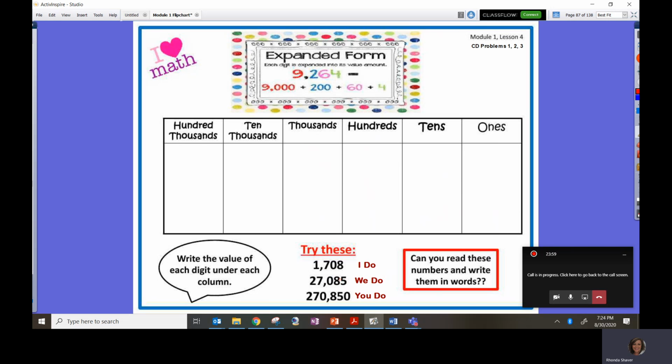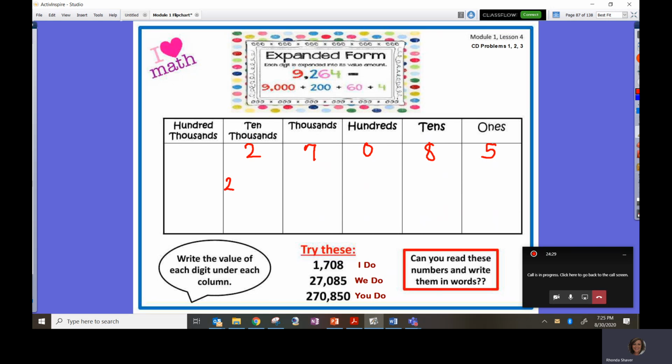27,085. So I'm going to start up here with 27. So I have two 10,000s, so I'm going to put a 2 in my 10,000s place. I have 7,000s. We have 0 hundreds, 8 tens, and 5 ones.